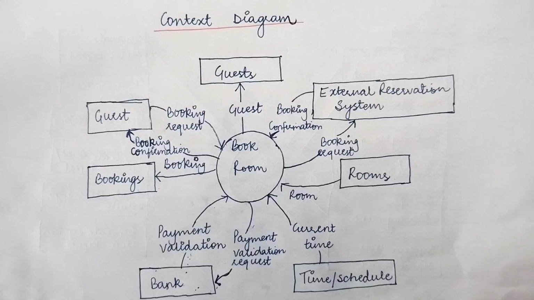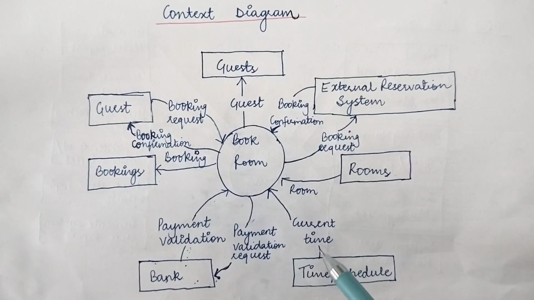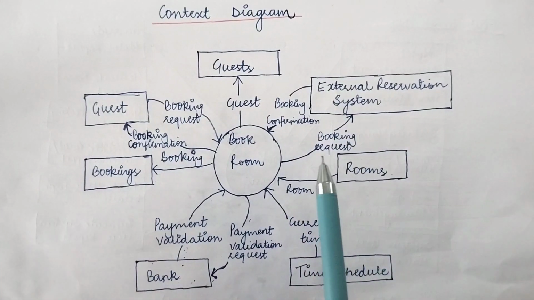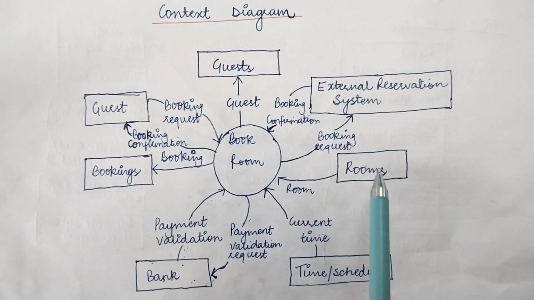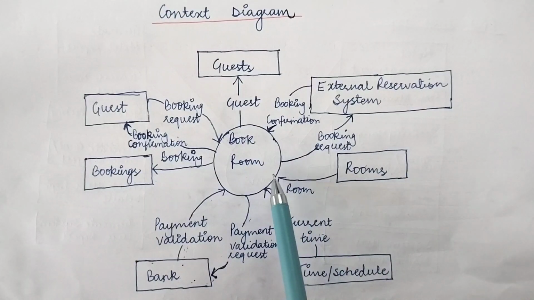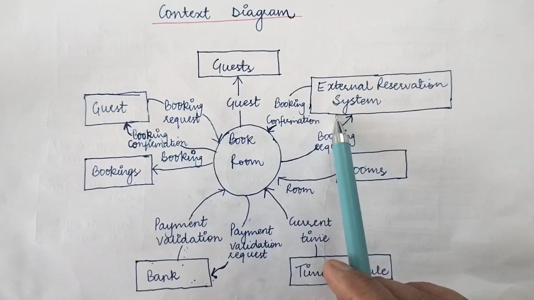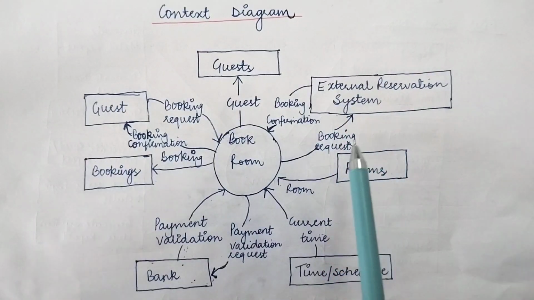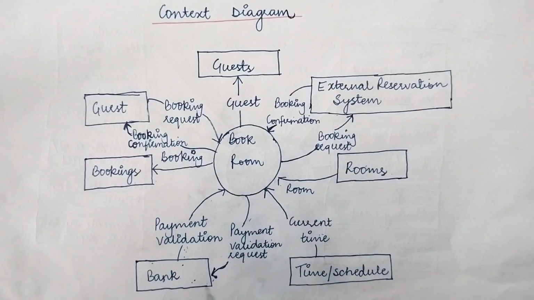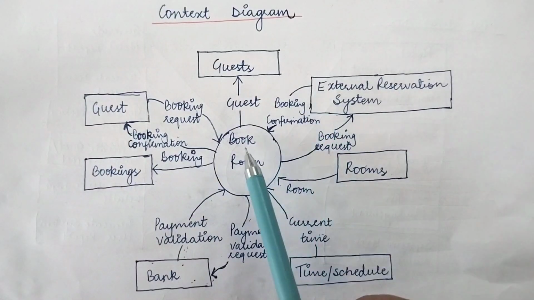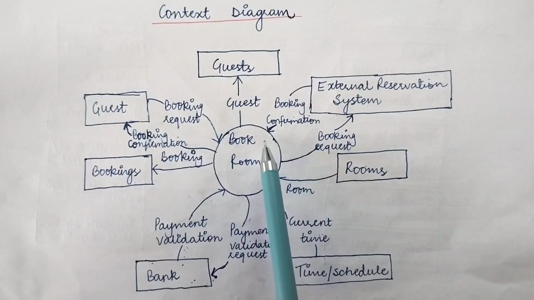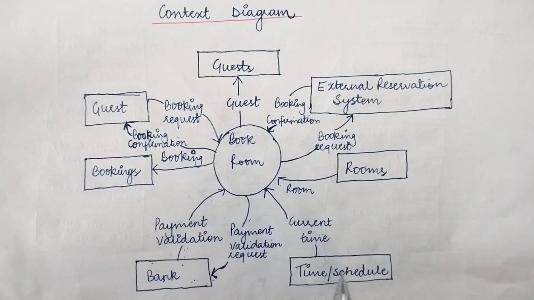Then there is a certain time or schedule at which the booking is done. What is the current time at which the booking is done is also important. Then there are rooms. Out of all the available rooms, which particular room is being booked? A booking request goes to the external reservation system, and after the booking has been done, considering all these external factors or entities, a booking confirmation is given. So this is how the entire process of booking a room in a hotel takes place.